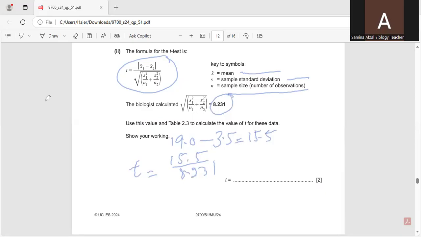If we divide this, let me calculate the value. So it is equal to 1.883. So this is the answer of the t-test, 1.883.